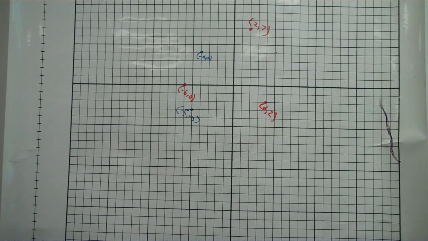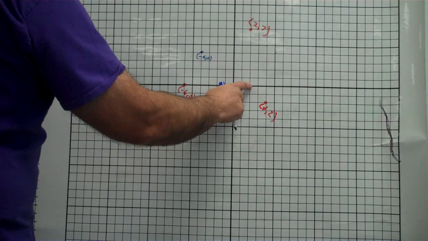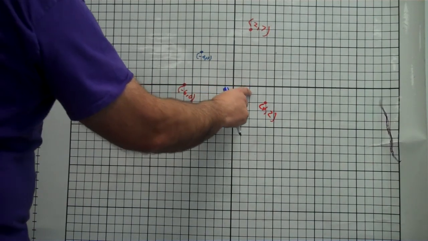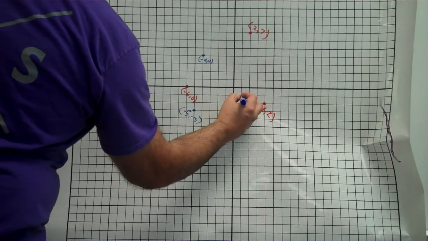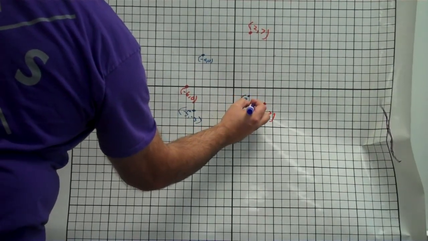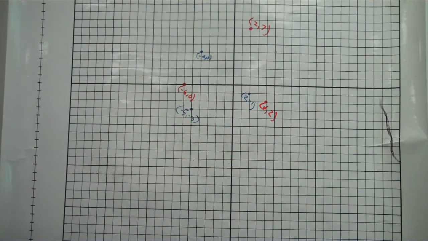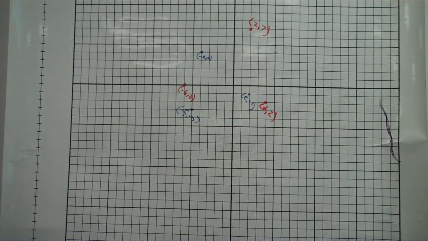And then for my last point, it is 2, negative 1. So I'm going to go to the right 2 on the x-axis, 1, 2. And then I'm going to go down 1 on the y, right there. Which puts that in quadrant 4. Okay, folks, that's just the basics of graphing. We're going to practice this in class a little bit, and I will see you there.